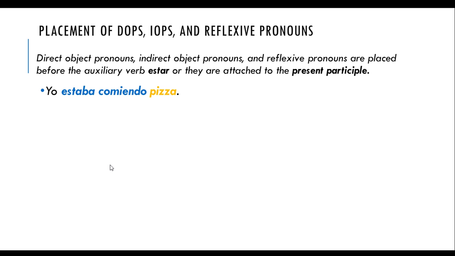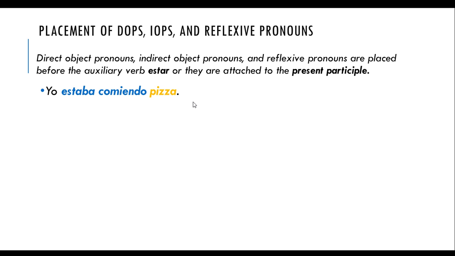So here we have, yo estaba comiendo pizza. I was eating pizza. So there's a direct object noun in the sentence. So remember, direct object nouns tell us who or what receives the action of the verb. So what is receiving the action of the verb? What is being eaten? The pizza. So I can replace the pizza with the pronoun it. So I could say I was eating it.